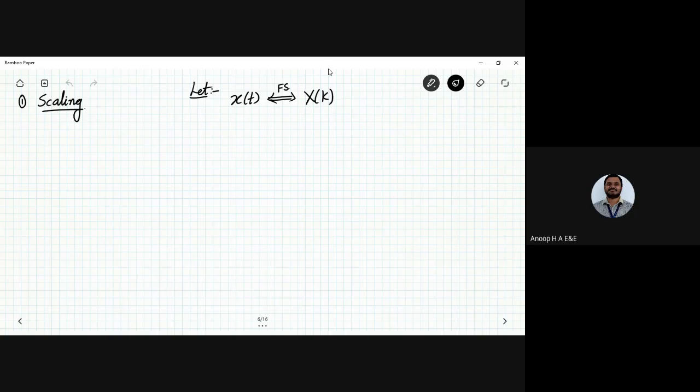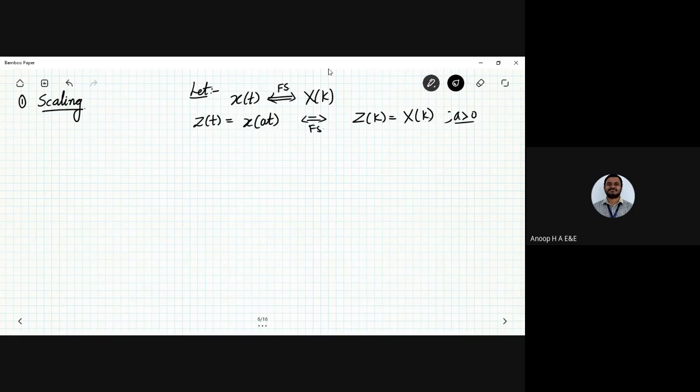Again, you have x of t having Fourier series x of k, then z of t would be equal to x of at. By taking its Fourier series, z of k will be equal to x of k, with a greater than 0. So z of t would be equal to x of a t, and you will be having the Fourier series.